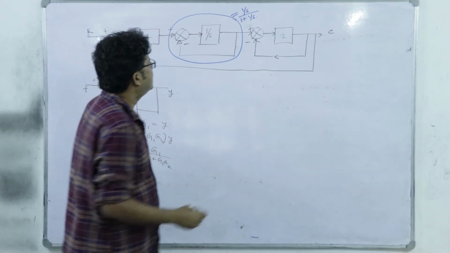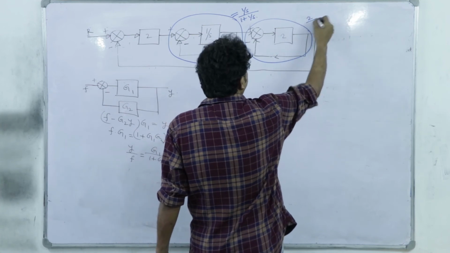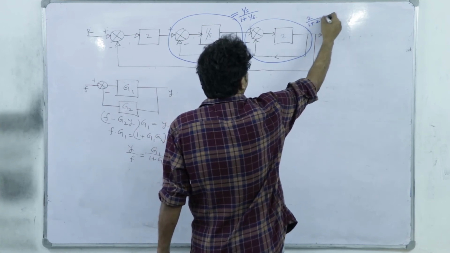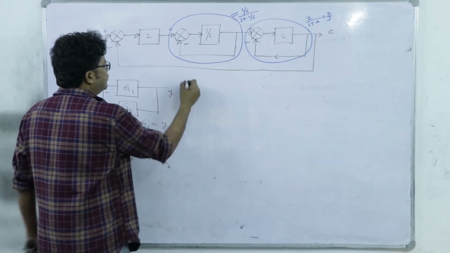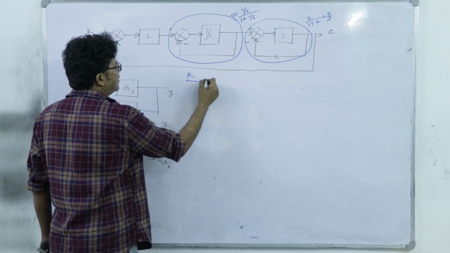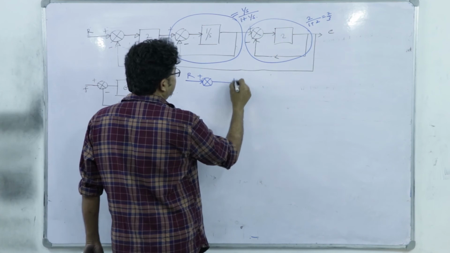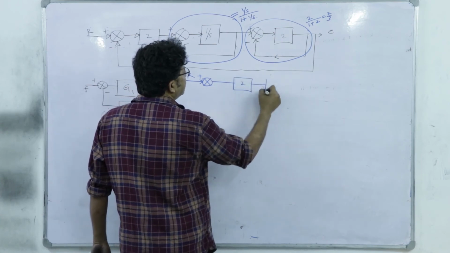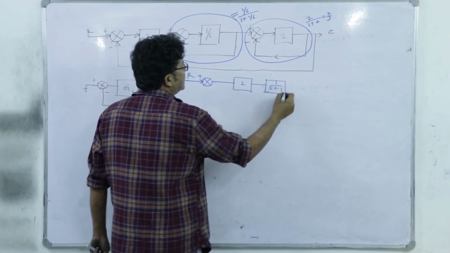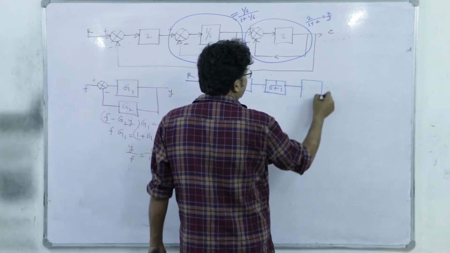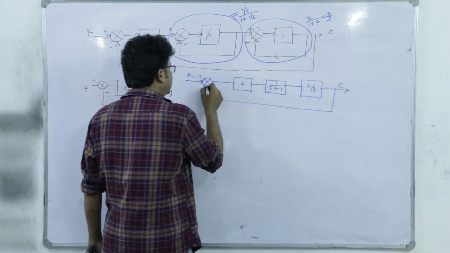Right. And this again by a simple block, 2 divided by 1 plus 2, that is 2 by 3. So now it has been reduced to R, then this comparator, then 2, then 1 divided by S plus 1, then 2 by 3 going to C, and here it goes to R.